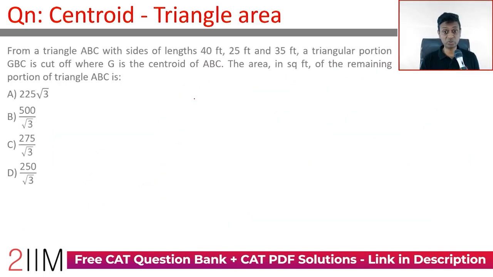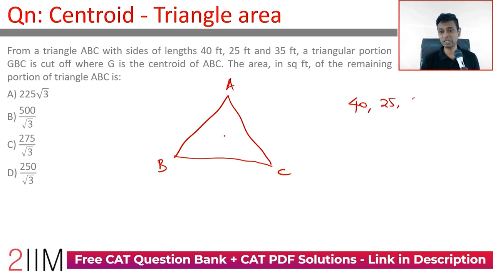From a triangle ABC with sides of lengths 40, 25 and 35, a triangle portion GBC is cut off, where G is the centroid of ABC. Fine. So ABC, G is the centroid. And so 40, 25, 35.